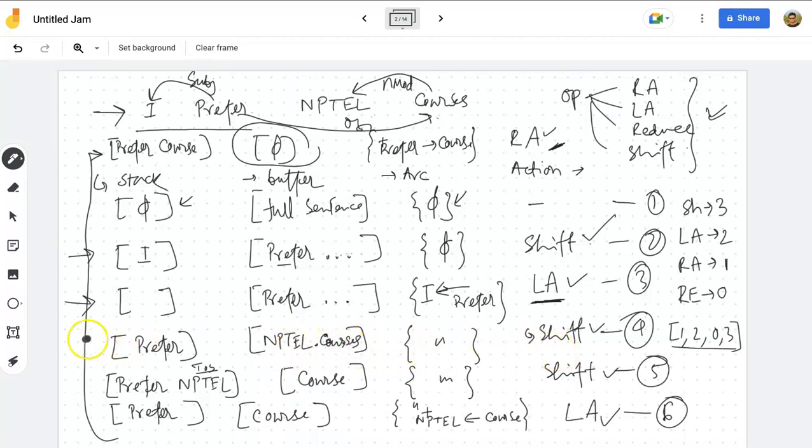So now you are here. Let's check if you can do anything else. From the top of your stack and the top of your buffer, there are no relations. If you check the sentence, prefer to NPTEL, there is no direct connection. So you cannot do anything. The only option is another shift. If you do the shift, NPTEL will go to the stack, and the buffer will remain with only one word. Most of the things are the same.